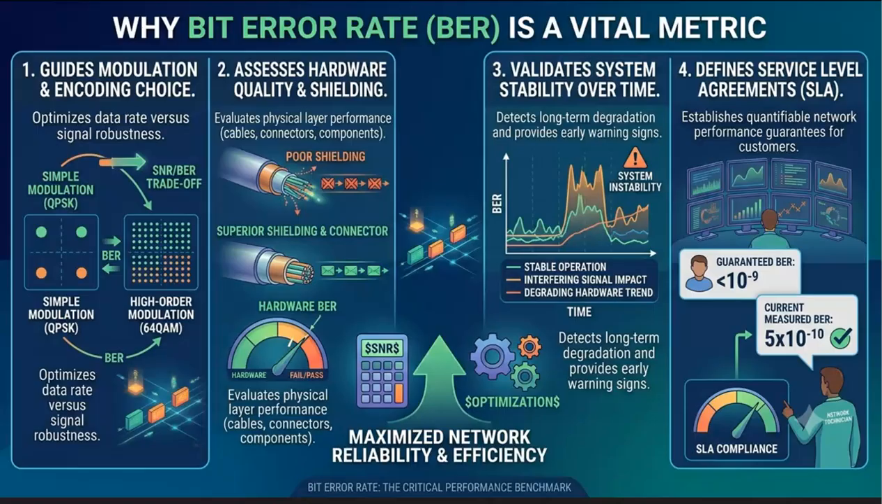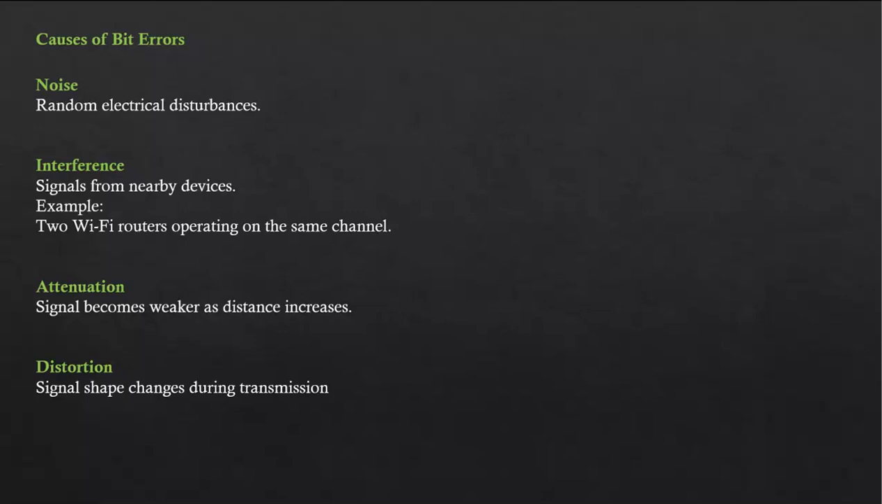So this bit error rate is a very vital metric. It will maximize network reliability and efficiency. It guides modulation and encoding choice, assesses hardware quality and shielding, validates system stability over time, and defines the SLAs. What could be the common causes for bit errors? Common causes for bit errors include thermal noise, crosstalk interference from nearby devices, signal attenuation over long distances, and even physical distortions.